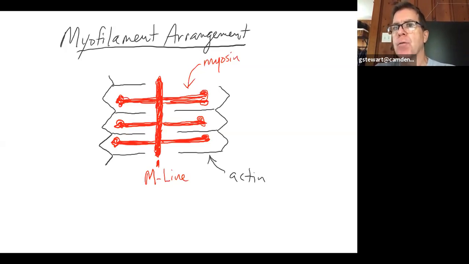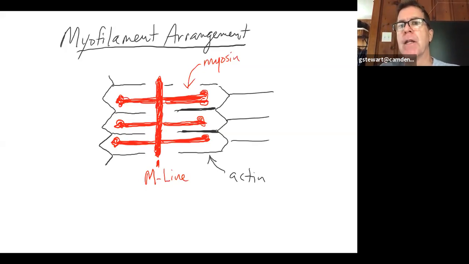I just left this one off because of my red arrow. I didn't want you to think I was pointing to the black line. The red arrow is pointing to the red. So this is an actin molecule. The red horizontals are myosin molecules. They're anchored to the M line. And the myofilament arrangement within a muscle fiber cell is very regularly arranged, just like this.